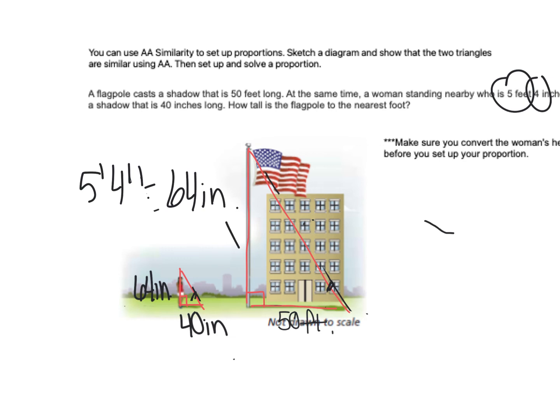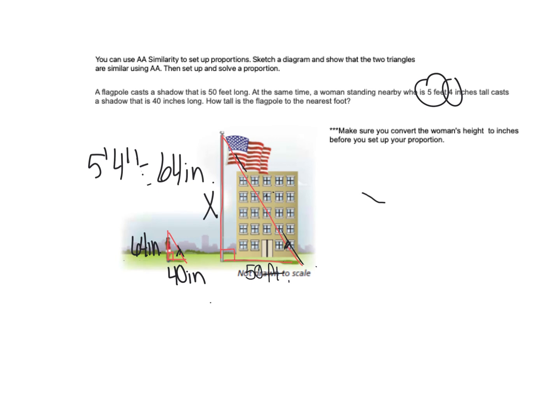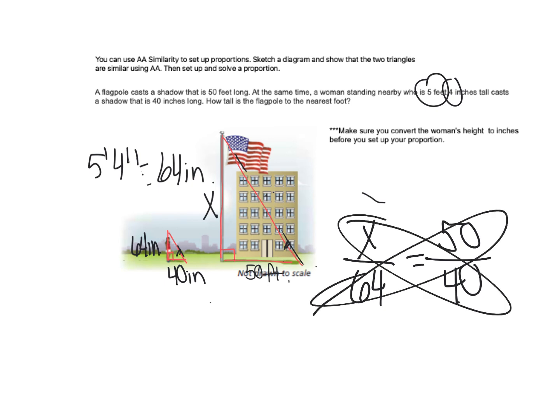So now we want to know how tall is our flagpole. Well, we can just set up our proportion here where we don't know how tall our flagpole is, but we do know our person is 64. And we also know that our flagpole's shadow is 50 and our person's shadow is 40. So then once we have our proportion set up, we can just use the cross product and see that our flagpole is 80 feet tall.